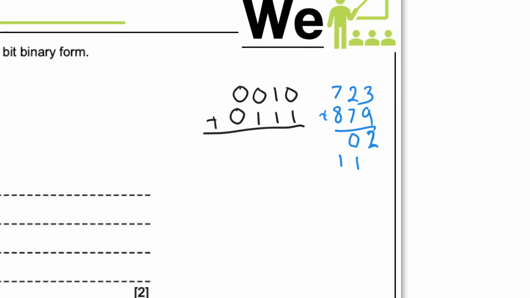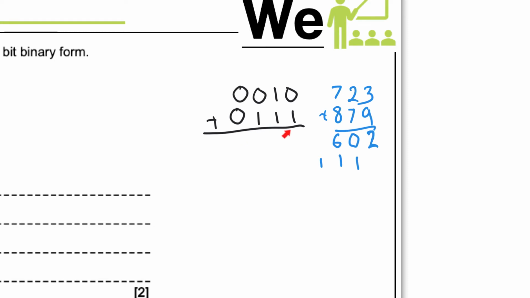Now I want you to notice the 1 here doesn't actually represent 1, it's actually 10 from the previous column. 8 plus 7 is 15, plus 1 is 16. Again, you won't write down 16, you write down 6 and carry the 1, and again this 1 here represents 10, not 1. Right, let's apply that logic to binary arithmetic.